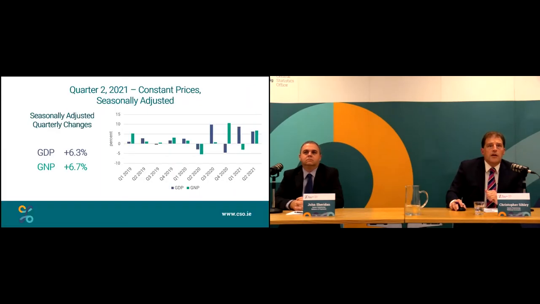If we just look at GDP and GNP, both are up. So this is the picture of the quarter, that everything's positive. Well, we've looked at a mixed picture over the last number of quarters. Some things were up, some were down. This quarter, everything across the board, bar a couple of sectors, is positive. And so we've growth in GDP, and we've also growth in GNP, largely to do with that domestic recovery from Q1.